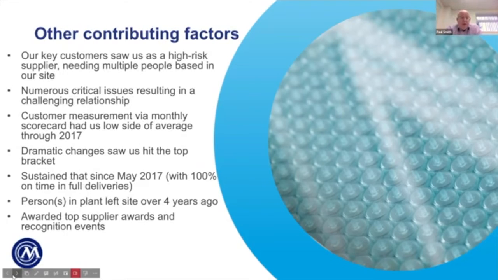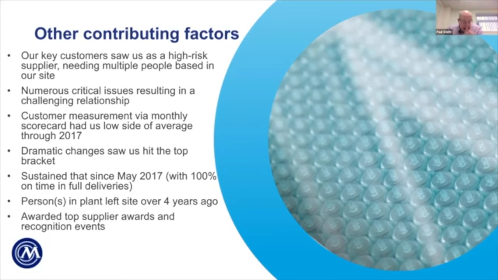So onto our customers. For some of our customers, we are a high risk supplier, and in one in particular, that meant that we had multiple people based in our plants, in our sites, which meant that it was a tough journey, and there was a high cost of dealing with the customer because they're in your presence every day.